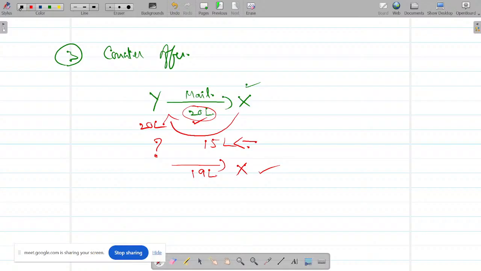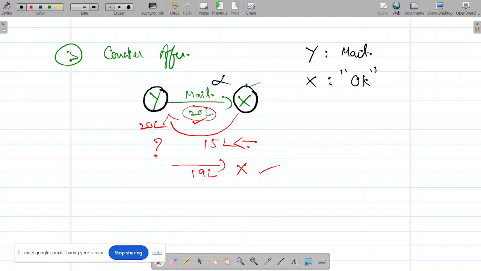Now come here. When we say Y has sent an offer, X has not accepted it, which means there can never be a contract. Please try to understand, it's very, very important. First, who started? Y started by a mail. What X has to do? If he's willing to buy the car, then he has to say the acceptance, okay, I will buy it. But this doesn't happen.